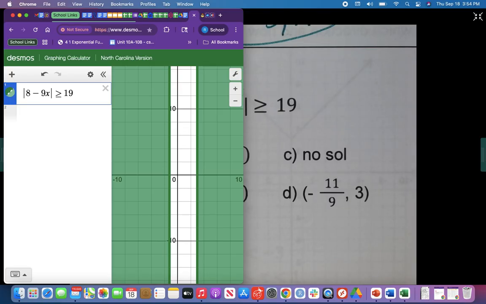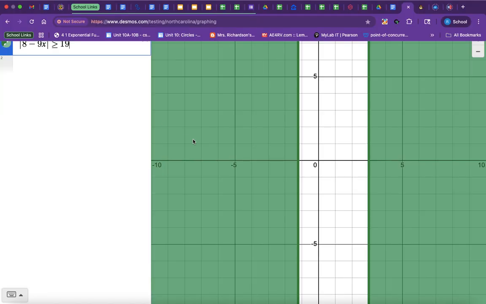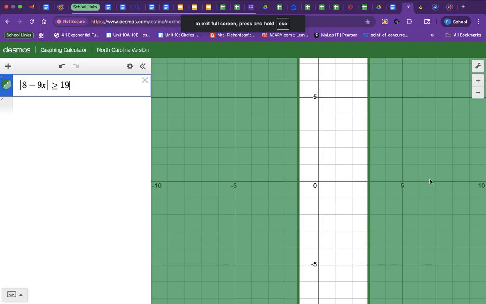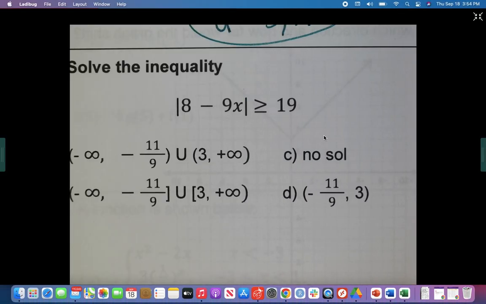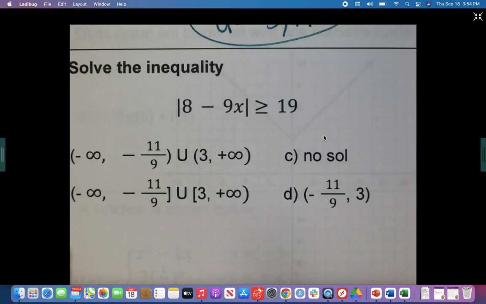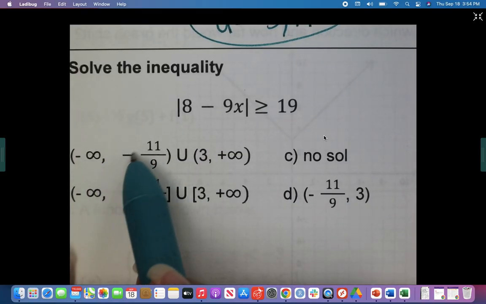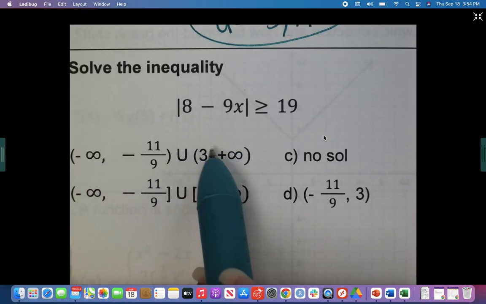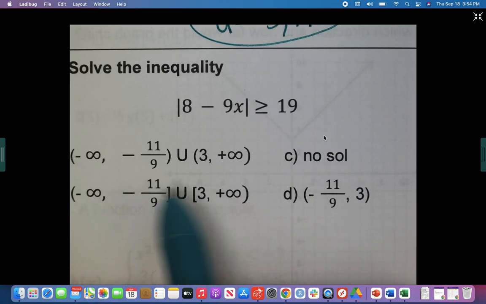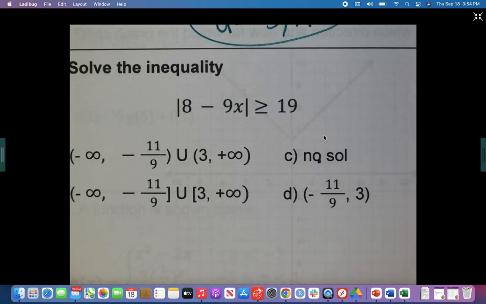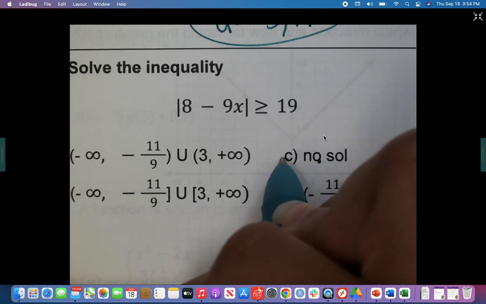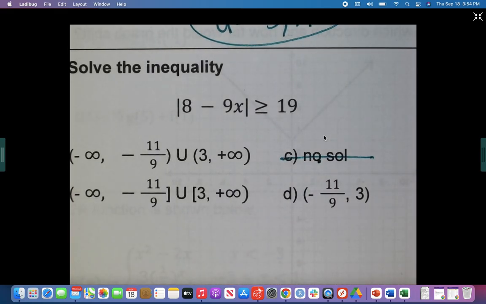Notice on this one, I've got 2 shaded regions. I've got this one on the left, I've got that one on the right. So 2 things are shaded, that means I need to have 2 intervals written. This is an interval, that's an interval, so that's 2 intervals. Same thing on this one, I've got 2 intervals. No solution would mean nothing was shaded. We clearly had 2 pieces shaded, so that's not no solution.